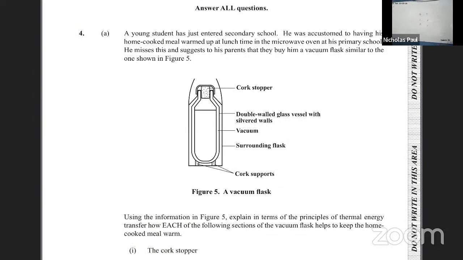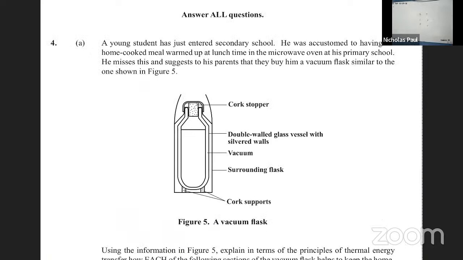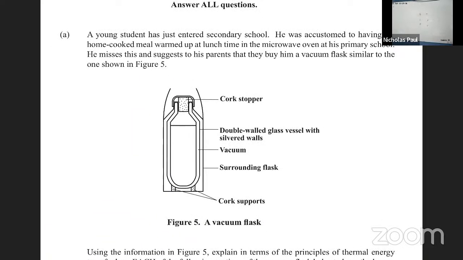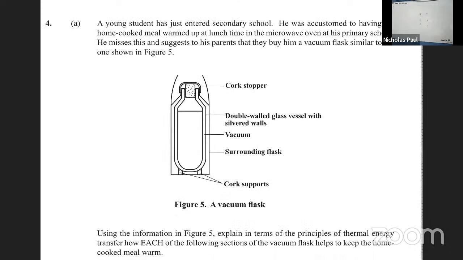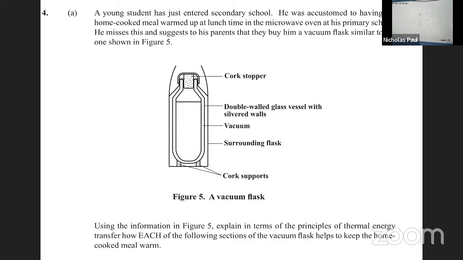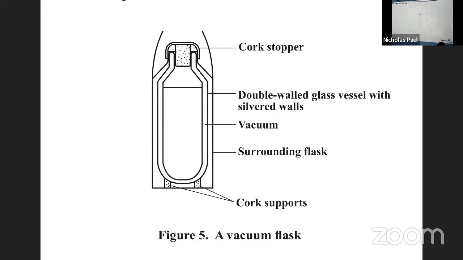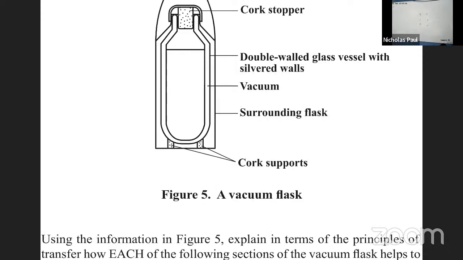Number four, right? Take a look at number four. What is that called again? That is your vacuum flask. A young student has just entered secondary school. He was accustomed to having his home cooked meal warmed up at lunchtime in the microwave in primary school. He misses this and suggests to his parents to buy a vacuum flask similar to the one shown, right? So your vacuum flask has all those features.